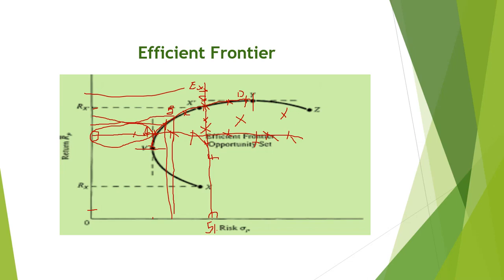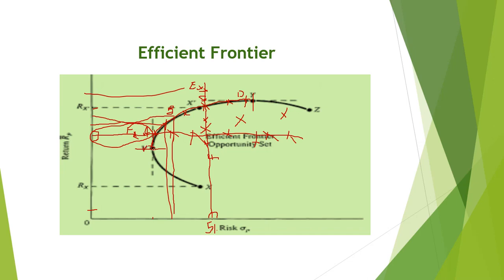If you move further to the left, to a point such as F, you can't get it, because it is on the unattainable side. So for a given level of return, we are minimizing our risk. This is what the efficient frontier is. Points A, B, C and D are all equal. There is no difference.